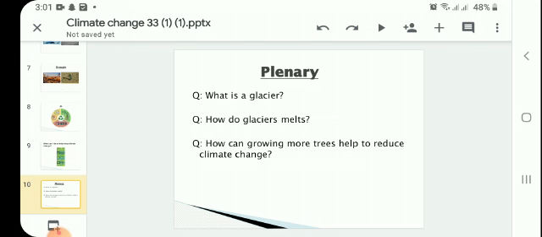Students, this is about the plenary. I hope you would be able to answer the questions orally. You are not supposed to write the answers anywhere.